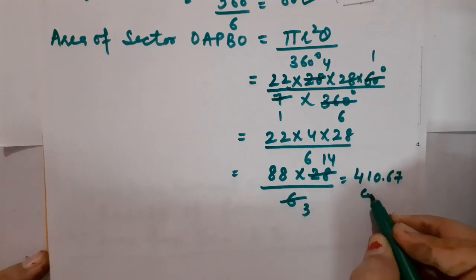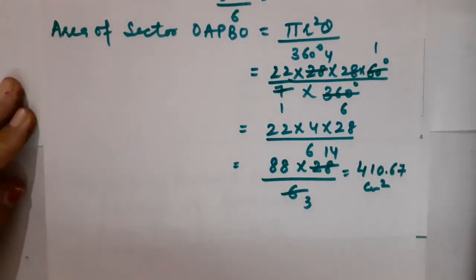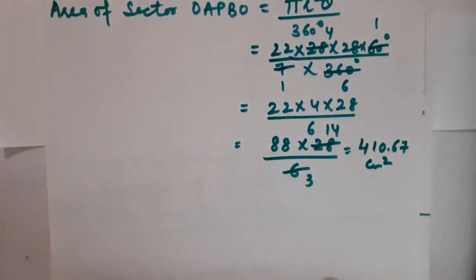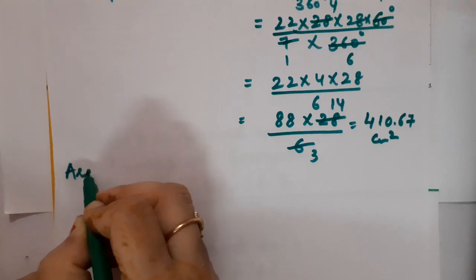So you will be getting 410.67 square centimeter, because we are going to calculate area of the sector. Correct, children? Okay. Now area of the sector is calculated. Now it is the time to calculate area of triangle. So which triangle is this?